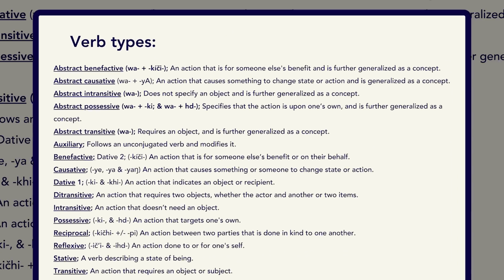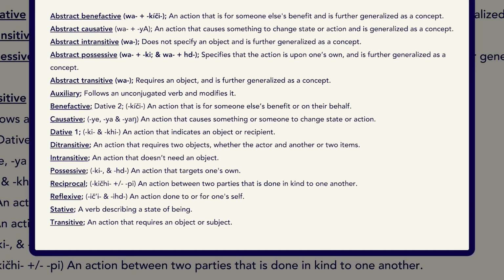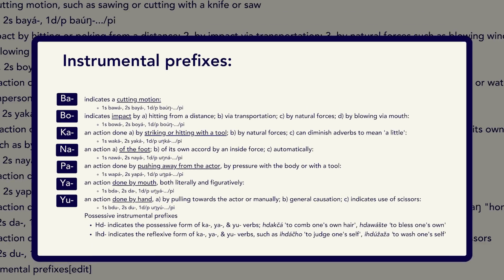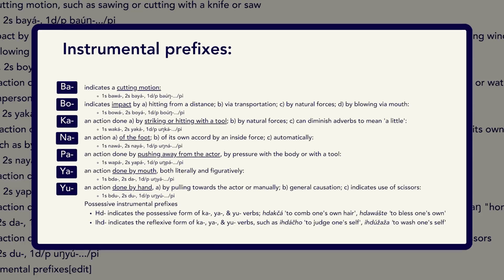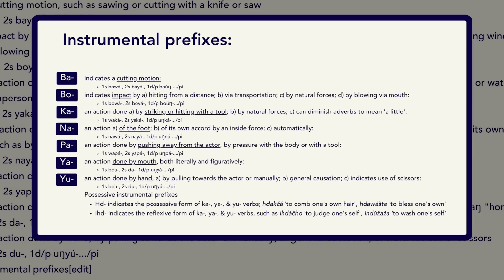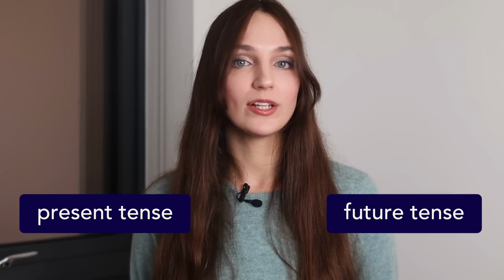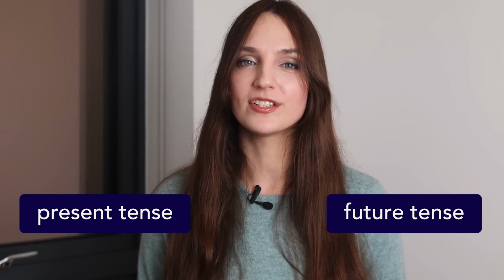The cause of an action, the beneficiary, reciprocity. There are prefixes that indicate how exactly an action was done: in a cutting motion, by hitting, by kicking it with the foot, etc. All of these things that in English we would indicate by separate words or even phrases are transmitted with affixes within just one verb. There are not that many tenses though, only present and future, but the Sioux language concentrates on giving so much detail on something else instead, on the nature, the way, and the direction of action.